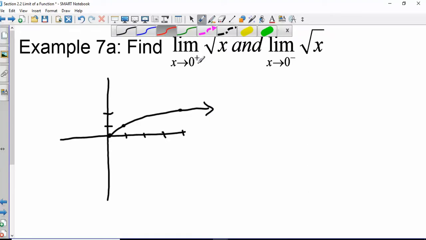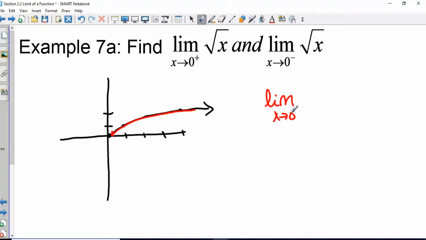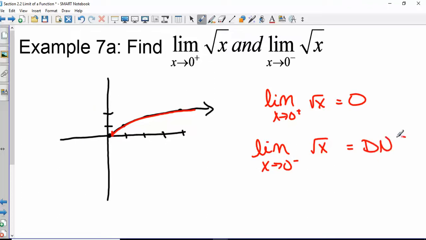So as you are approaching 0 from the right, that means you're coming in on this graph from things bigger than 0. What is that limit? 0. What about as we approach from the left? Can you approach from the left? Does not exist. The graph doesn't even exist when x is less than 0.